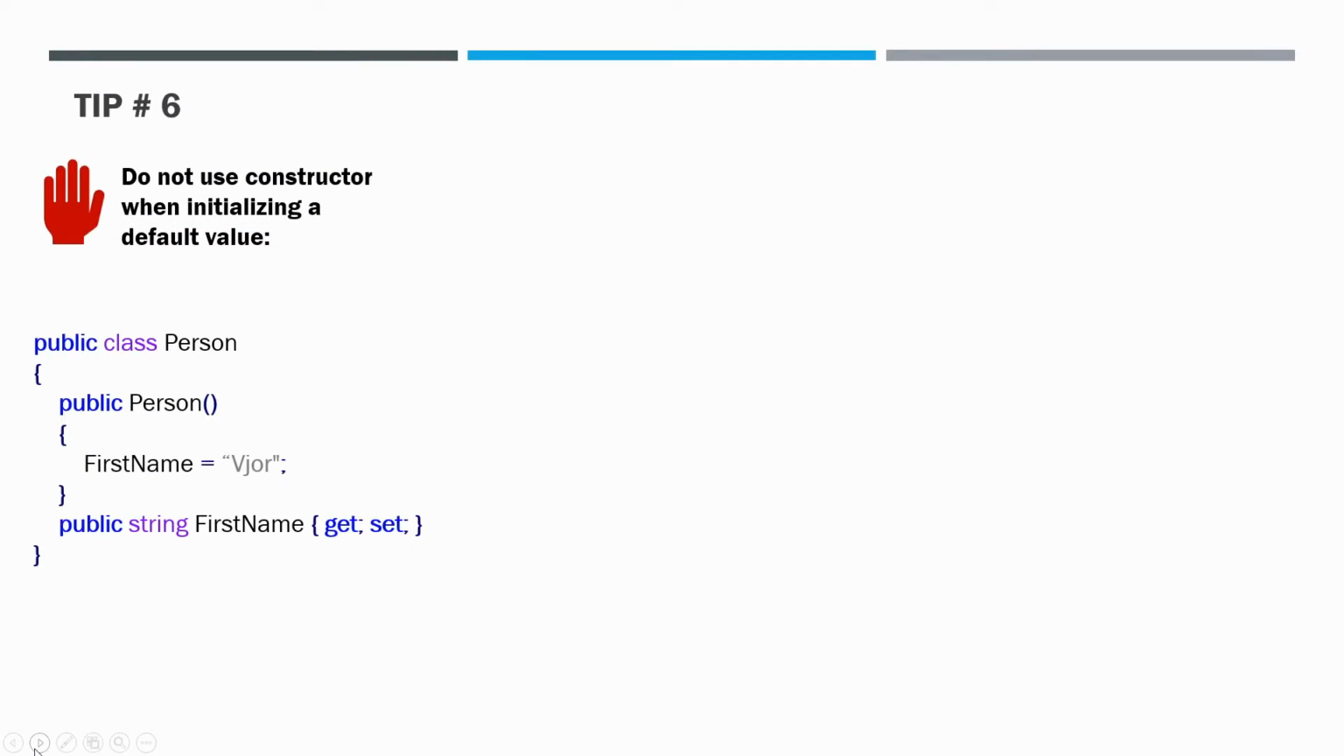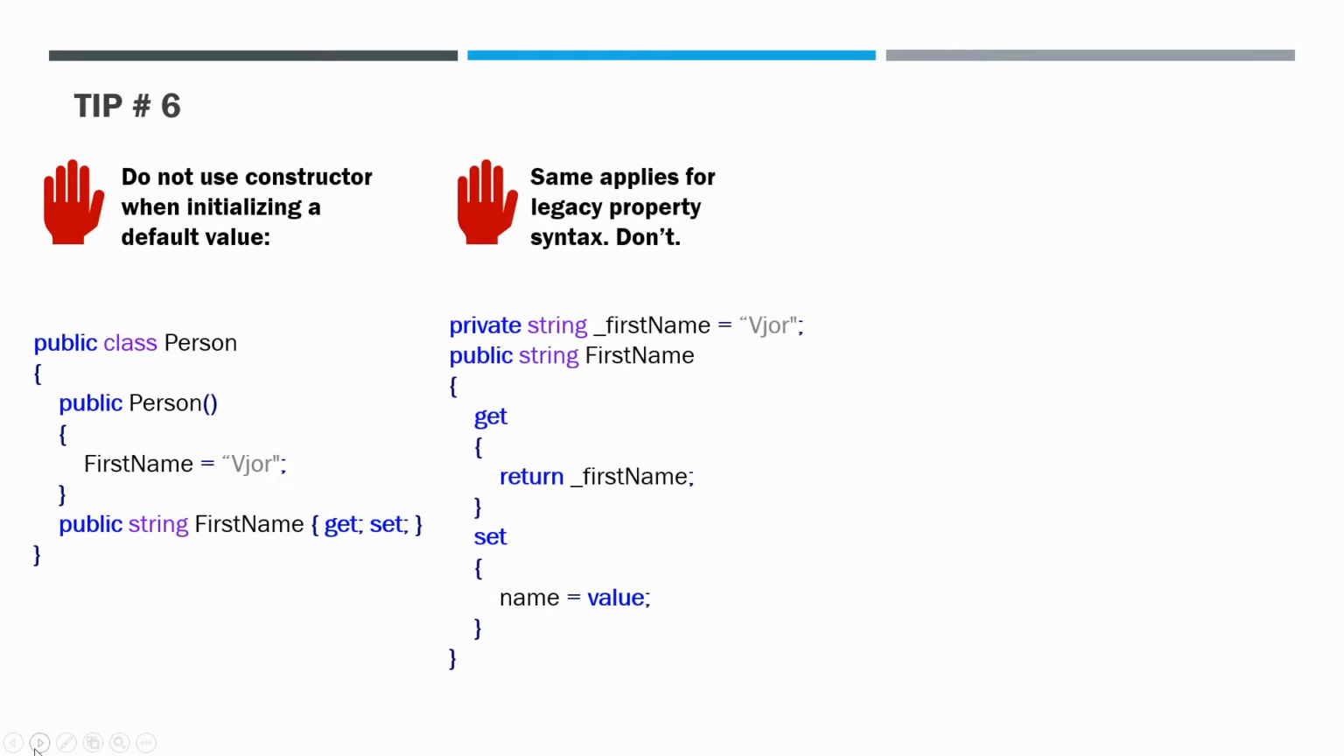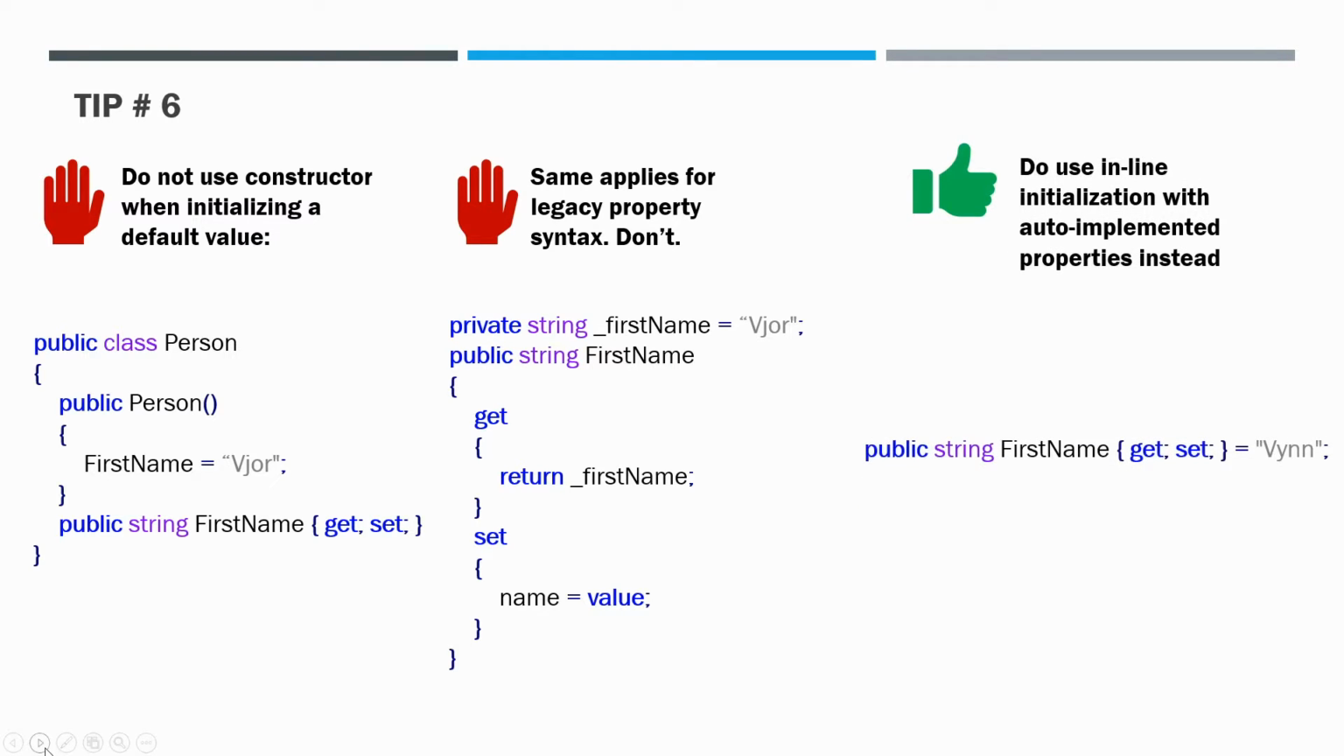Tip number 6. Do not use the constructor when initializing a default value. The same applies for legacy property syntax. Instead, use inline initialization with auto-implemented properties. This way, it's very concise, clean, and easy to understand.